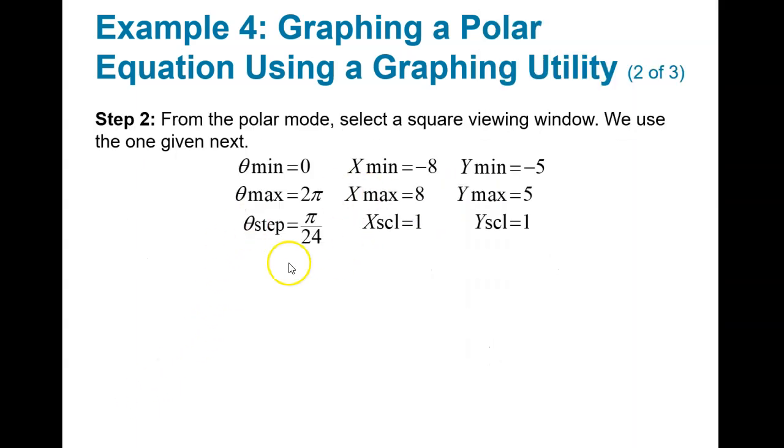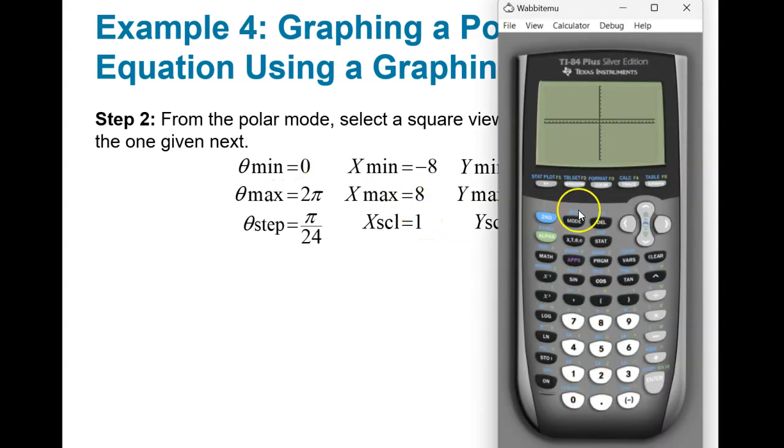So this is the window that they suggest that you use for polar mode on this next window. So the way you do that is you just press window and you make your theta be 0 to 2 pi. So that's already 0 and 2 pi. If you don't recognize that as 2 pi, you can always just write 2 pi, and it'll give you the decimal approximation of that in there. Your theta step is pi over 24. So I'm going to do pi divided by 24. Hit enter. There's that number.